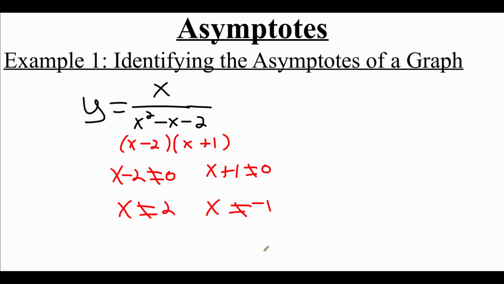Because we have values that we're excluding from the domain of our function, those are really good candidates for where vertical asymptotes are going to happen.